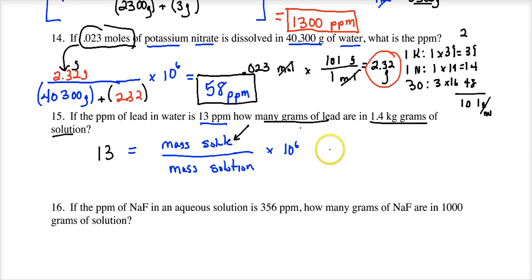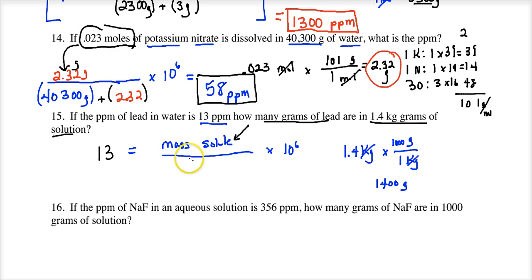And we have to do a little conversion here. 1.4 kilograms. Going to get rid of kilograms, so kilograms go on the bottom. And I know there's 1,000 grams. Big number goes with small unit of 1. So obviously I've got 1,400 grams of solution, because they said 1.4 kilograms of solution. So this is the mass of the solution already. It includes the water plus the lead. So we'll put that 1,400 grams there.